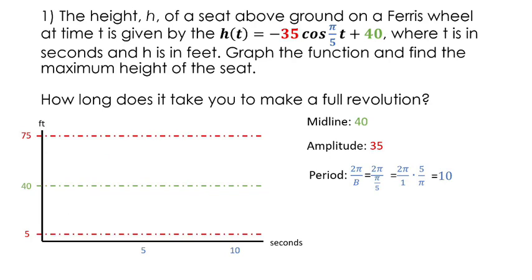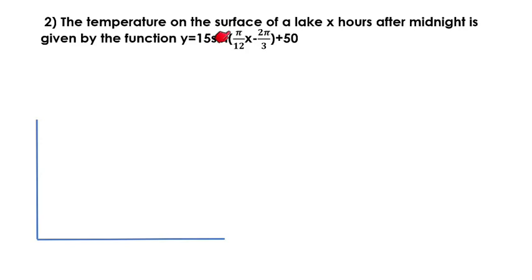So we're going to look at our second example. It says the temperature on the surface of a lake x hours after midnight is given by this function. Now, the first thing that I want to discuss is the form that this function is in. It's got this minus a value right here, and you might be thinking that that is the horizontal shift if you're familiar with basic transformations.